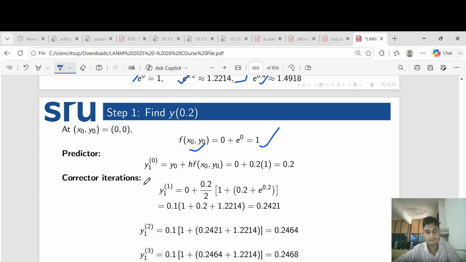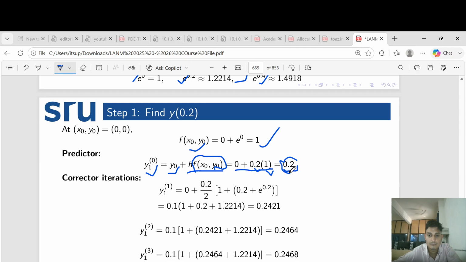Now y1^(0) = y0 + h f(x0, y0) = 0 + 0.2 × 1 = 0.2. So y1^(0) is y0 plus h times f(x0, y0). y0 is 0, the h value is 0.2, and f(x0, y0) we evaluated as 1, so we put 1 here. So the overall value is 0.2.